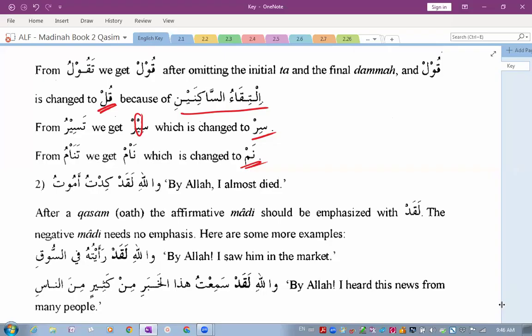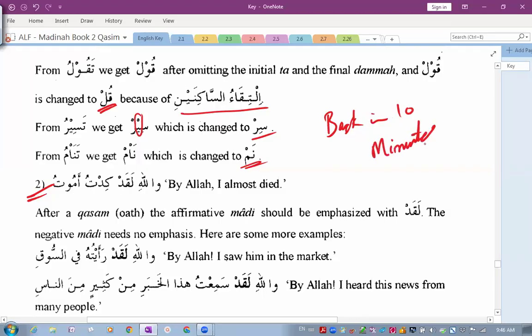Okay, the second point that we are learning in this lesson, should we take a break at this point? Yeah, we should take a break. So back in 10 minutes, inshallah, we will start with point number 2. I'll be here. If anybody has any questions, then we can deal with that. But otherwise, officially, we are on break.